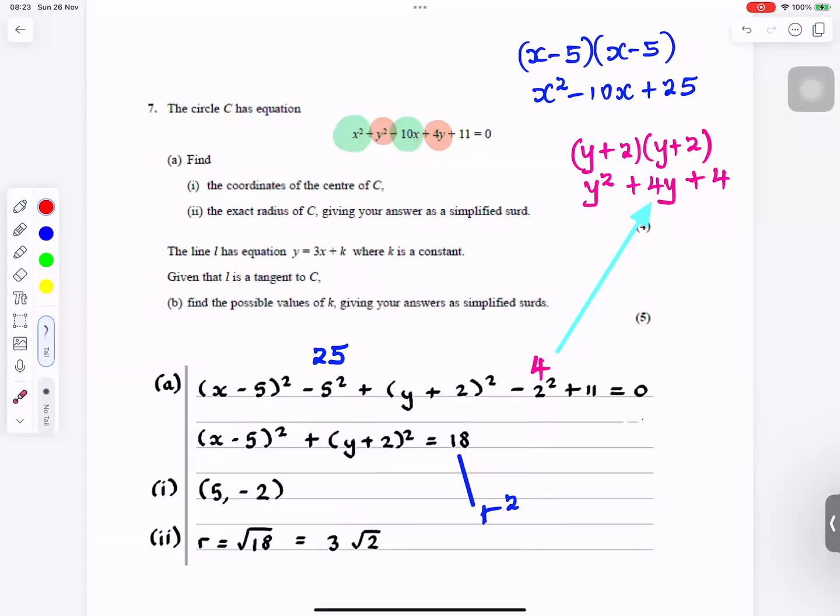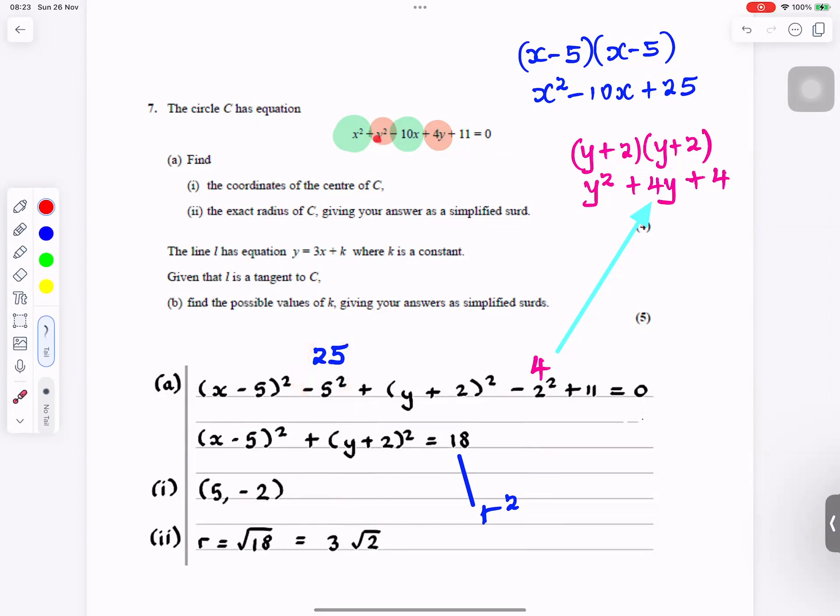If we take half of 10, that is 5, and we expand x minus 5 times x minus 5, we get x squared minus 10x plus 25. So we got the x squared, we got the minus 10x, but we got the plus 25. So we have to remove that 25. That's why we have minus 25 there.